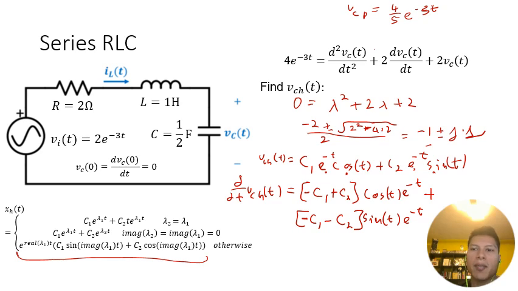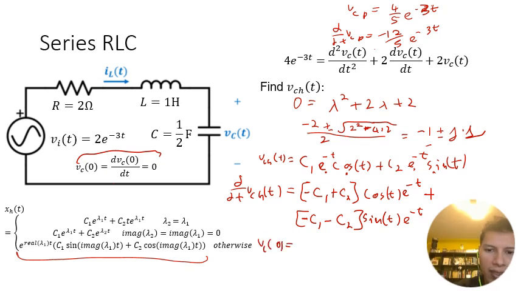Now we just have to apply our initial conditions. We also need to take the derivative of the particular solution. We multiply by negative 3, so we get negative 12/5 e^(-3t). Now we're ready to apply the initial conditions given to us. VC(0) equals 4/5 from the particular solution, and the only non-zero homogeneous term is plus C1, because sine of 0 is 0. That has to equal 0, so C1 equals negative 4/5.